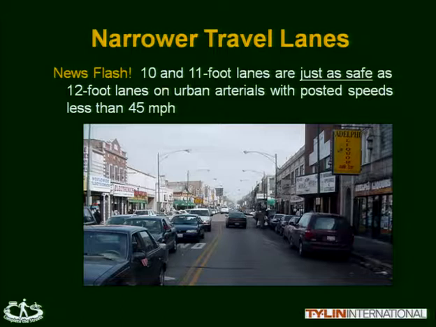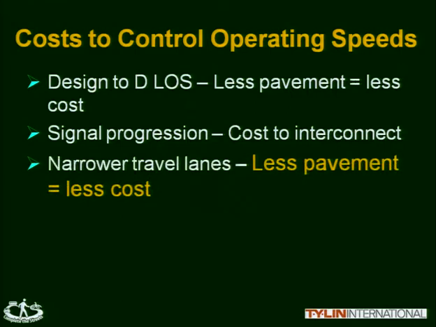You do not need 12-foot lanes, and these included trucks and included buses. You do not need 12-foot lanes in an urban area, and don't let anybody tell you different. And the AASHTO Green Book doesn't say you need 12-foot lanes anymore. I know because I wrote it. So, narrow travel lanes. Now, again, we're talking about cost. Narrower, less cost. Or if I want to put in a bike lane, I don't have to widen the road to put in the bike lane. I got room to put the bike lane right there.